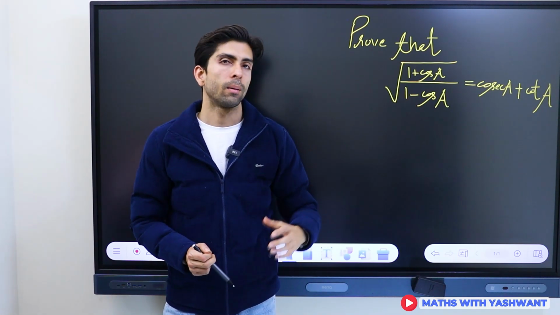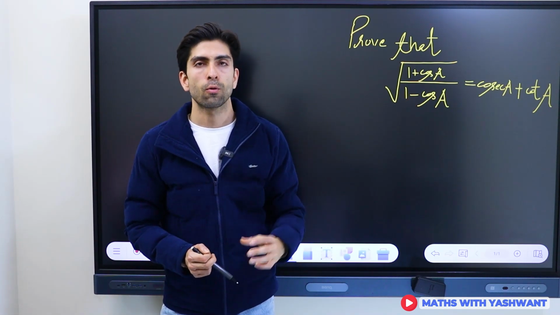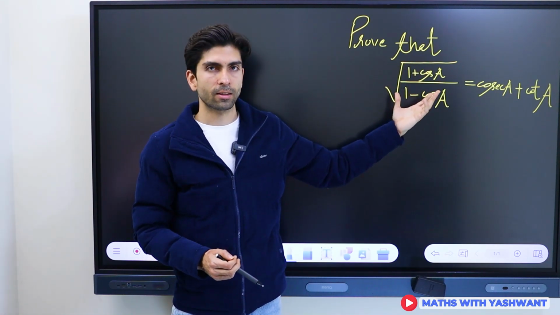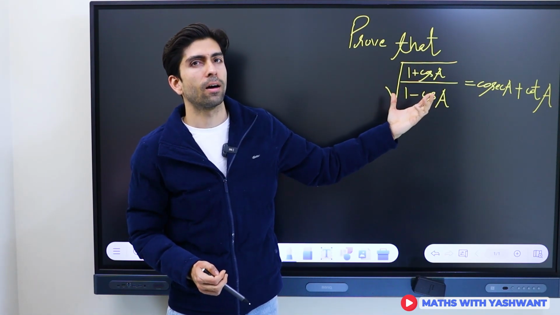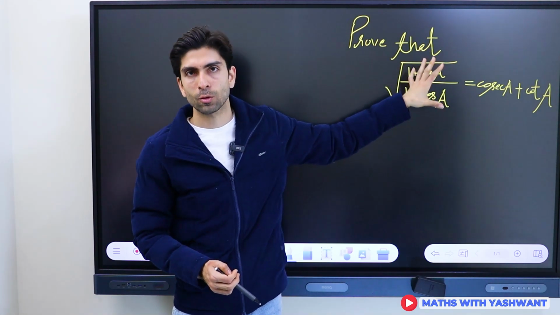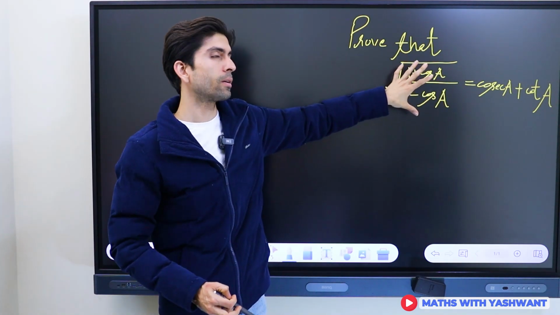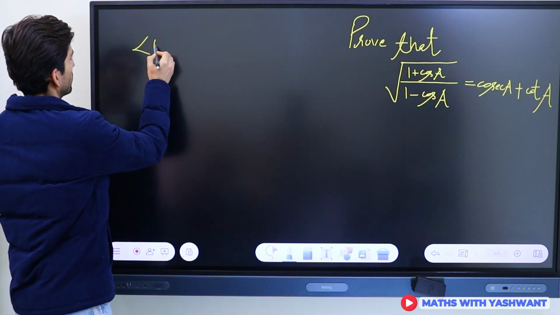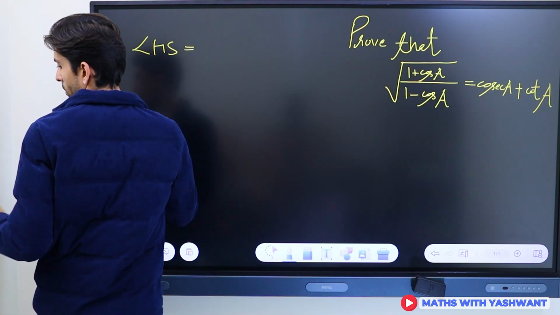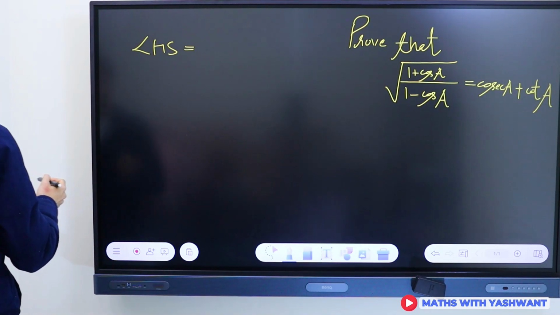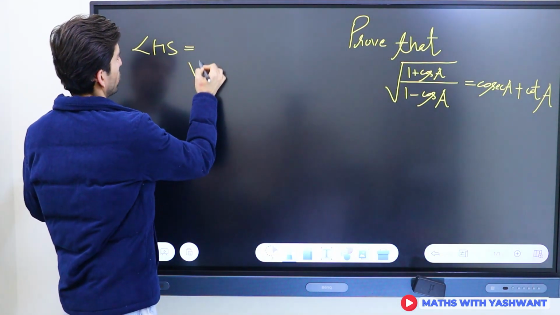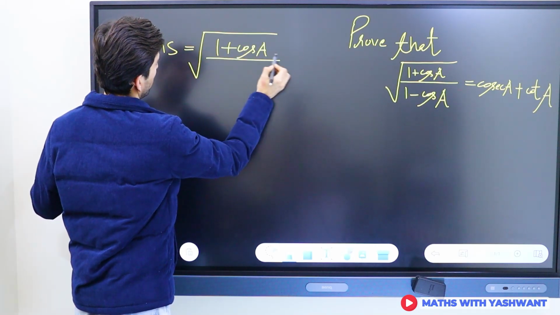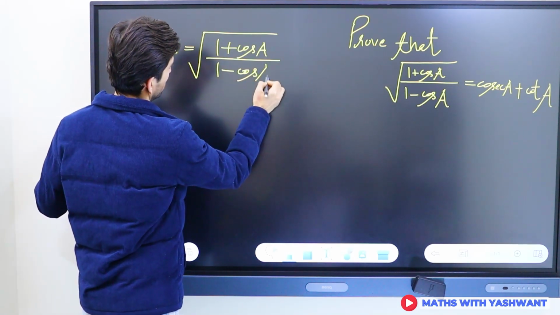Usually we prefer the expression for simplification that looks a little more complicated. In this case, the left hand side expression looks a little ugly and complicated because we have a square root sign here. So we'll prefer the simplification of the left hand side expression. Let's start. The left hand side expression is the square root of 1 plus cos A upon 1 minus cos A.